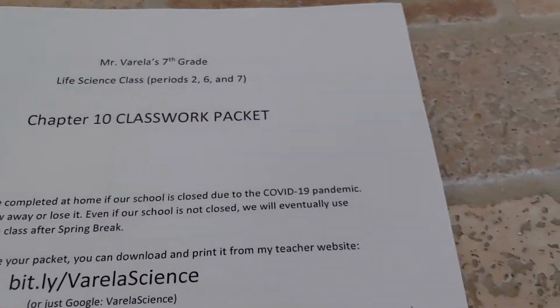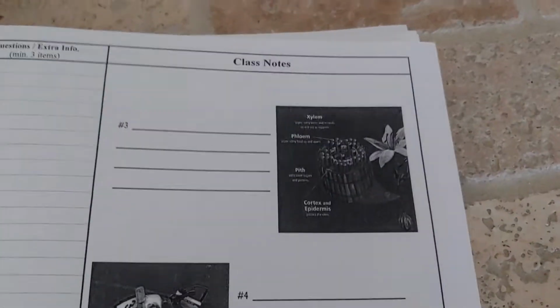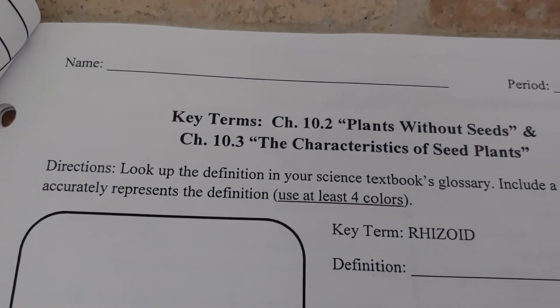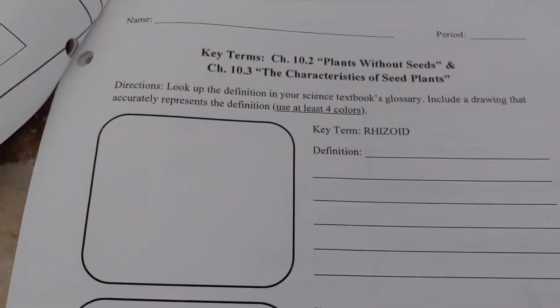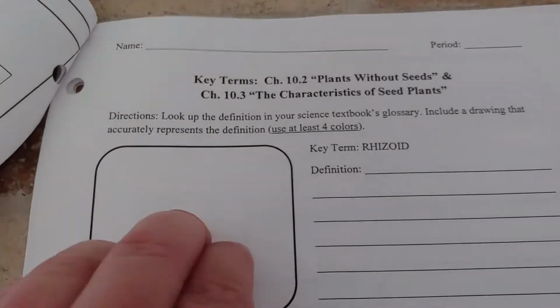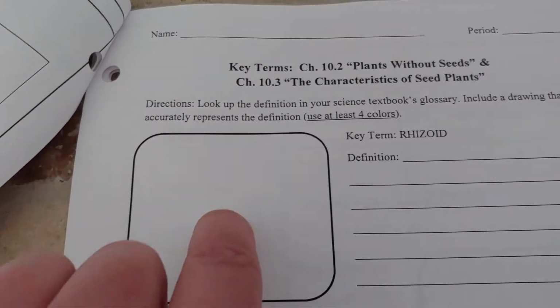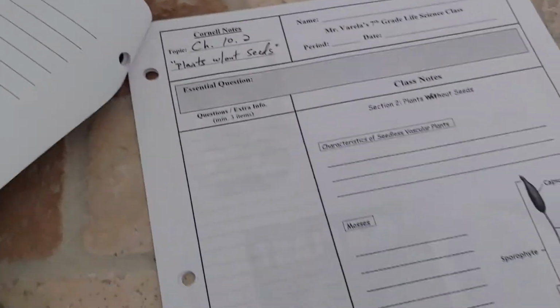For this packet, you will need to go to this page. Going to be after this one. Now the key terms, chapter 10.2 and 10.3, I put them all on one paper because it wasn't much. So if you do this page for key terms, again, put a picture here, put a drawing, 4 colors, look up definition in the back of the book, and you will cover chapter 10.2 and 10.3.